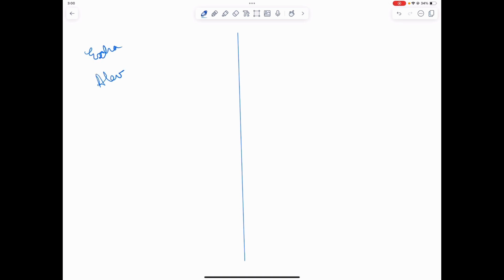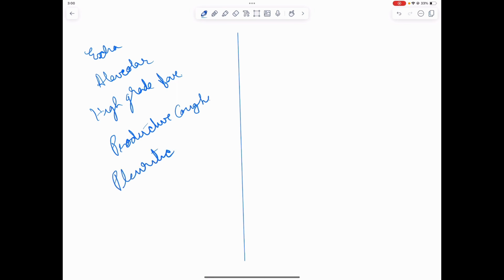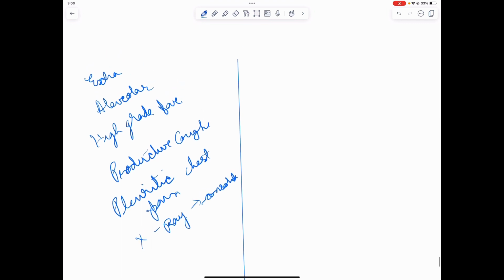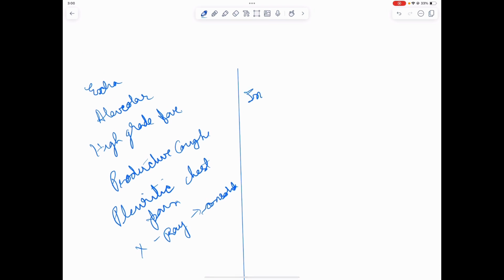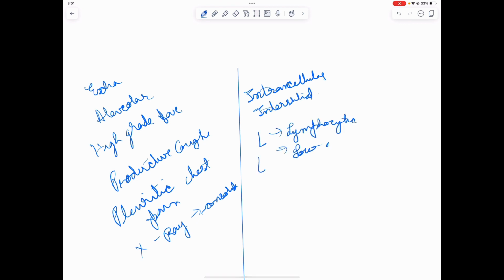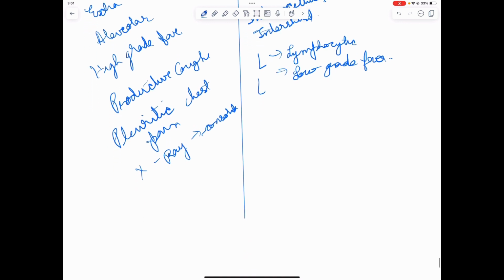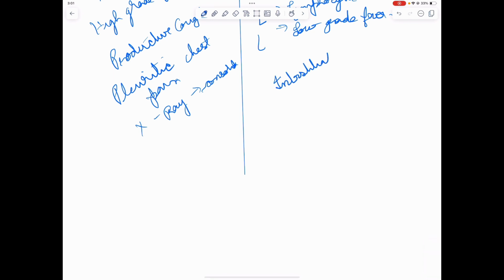There will be alveolar exudate, high grade fever, productive cough for typical pneumonia, pleuritic chest pain would be there, and X-ray shows large area of consolidation. So what happens in atypical pneumonia? Atypical pneumonia is intracellular, it is interstitial, lymphocytic, and low grade fever. It will have dry cough, scanty sputum, and X-ray will show interstitial involvement.